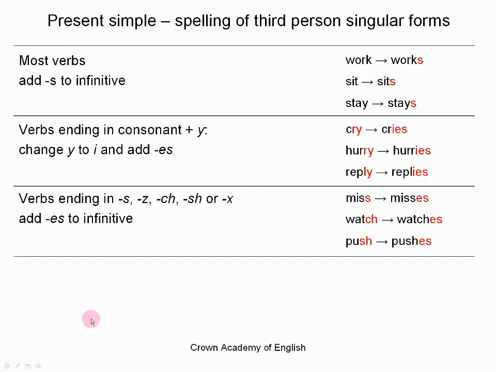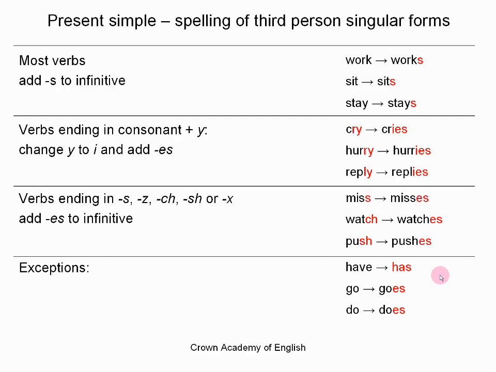The final exception is just some other exceptions which are completely different. There are three of these. For example, we have the verb to have, and in the third person this becomes has. So we would have I have, you have, and then he has, or she has, or it has. So you don't say it have or he have. No, you say he has.